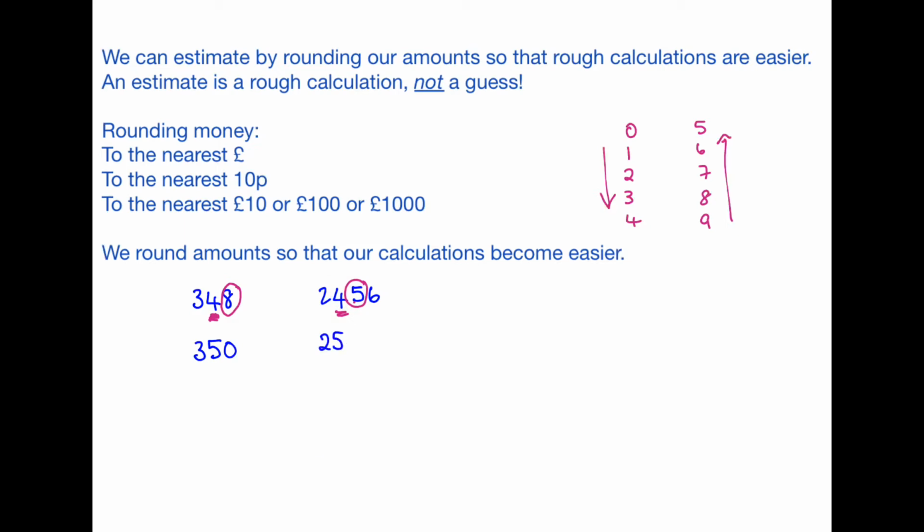Now, again, 25 is not an approximation for 2,456. This 2 here has to mean the same as that 2 there. So what we need is zeros in here to keep that 2 meaning 2,000. So 2,500 is an approximation for 2,456.